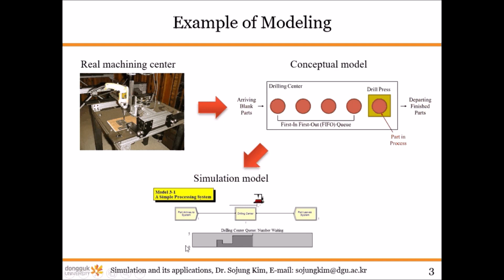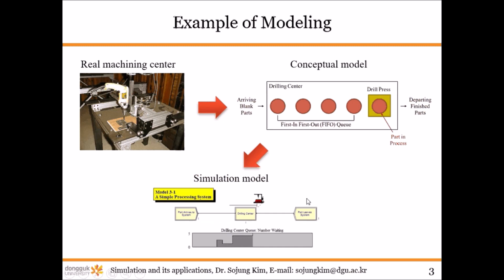However, the first module is used to define the allowable process of the part, which will be processed by this drill press. And then here is a drilling center, as you can see. And the last one is a dispose module, which will represent the departure process in the real system.